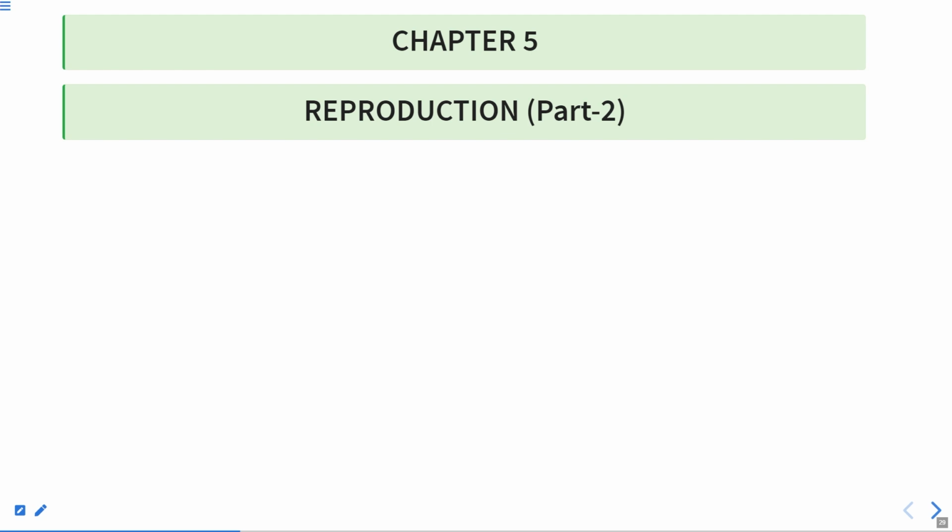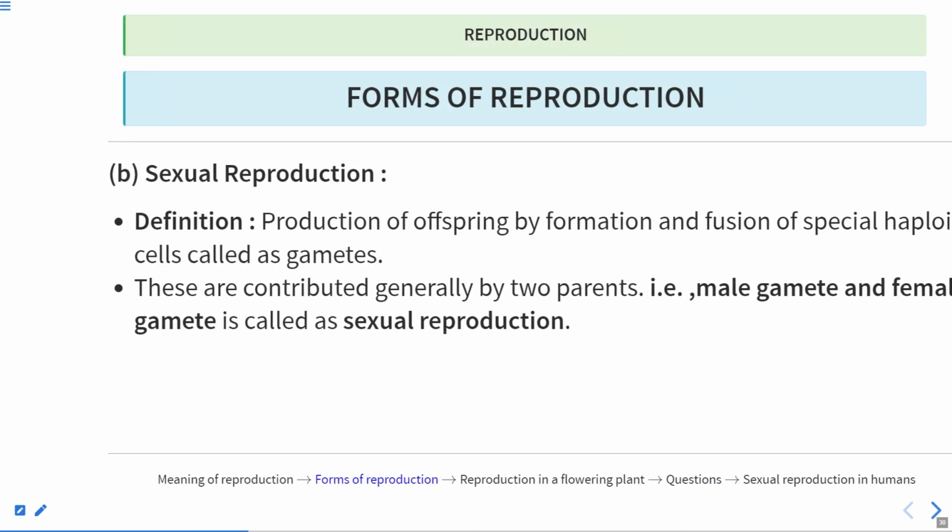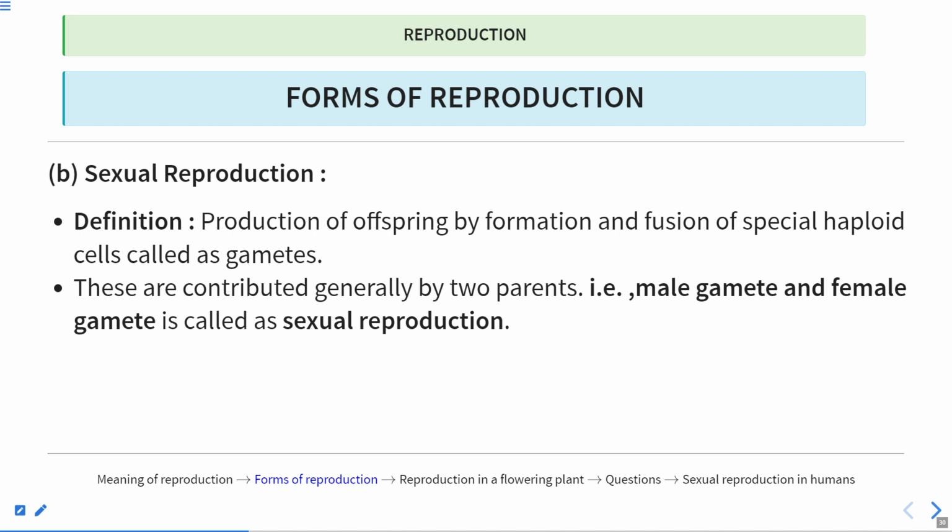In the previous lecture I introduced you to the topic reproduction, and we studied the definition of reproduction. Then we studied that reproduction is of two types, asexual as well as sexual reproduction. Then we studied asexual reproduction in detail, and the types of asexual reproduction. In this session, we'll talk about sexual reproduction. First, I will introduce the topic, and then we'll talk about it in detail.